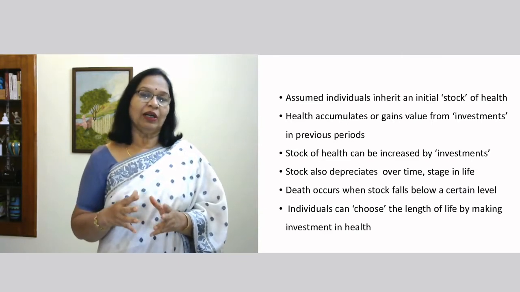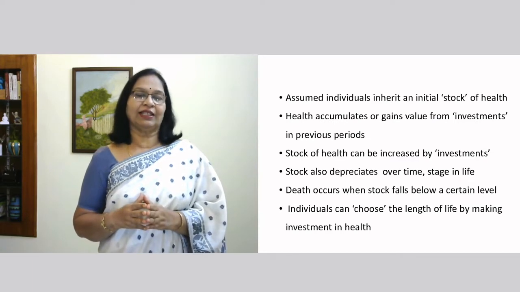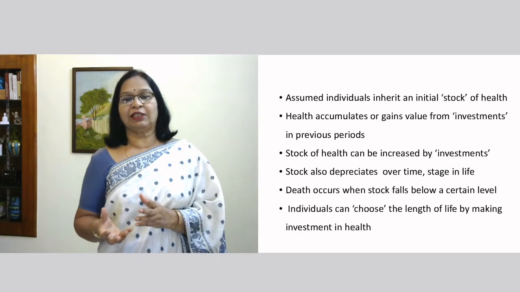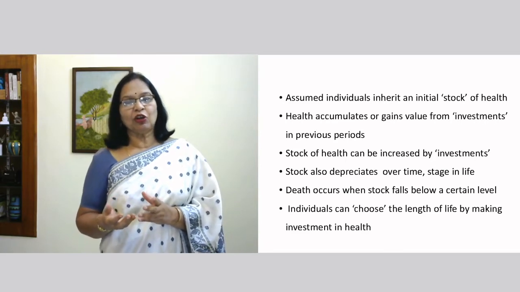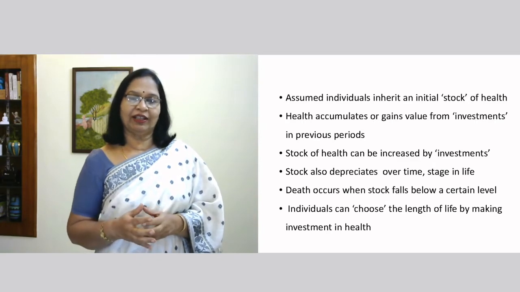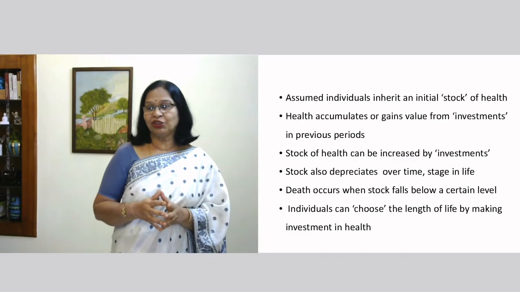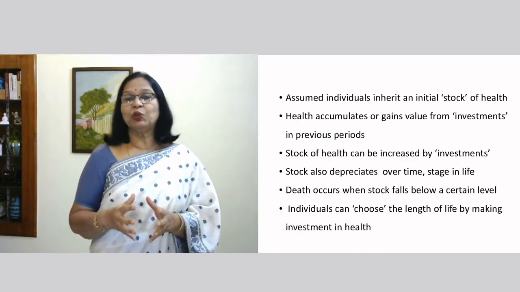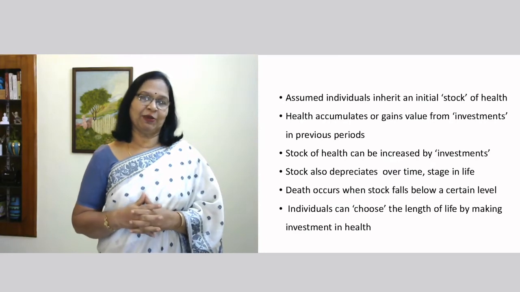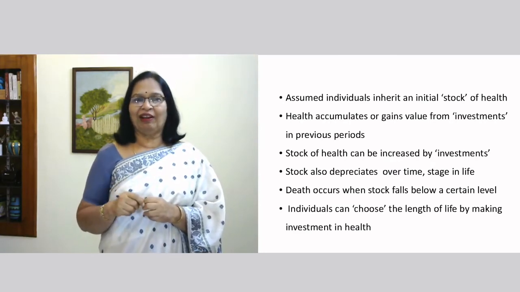He also examines the issue of death and says death occurs at a time when the stock of capital falls below a certain level. So if the stock of capital is very low, then according to Grossman, death occurs. Individuals can also choose. What is the choice here? Individuals can choose the length of time of life by making investments in health. Now, how do you choose the length of life?